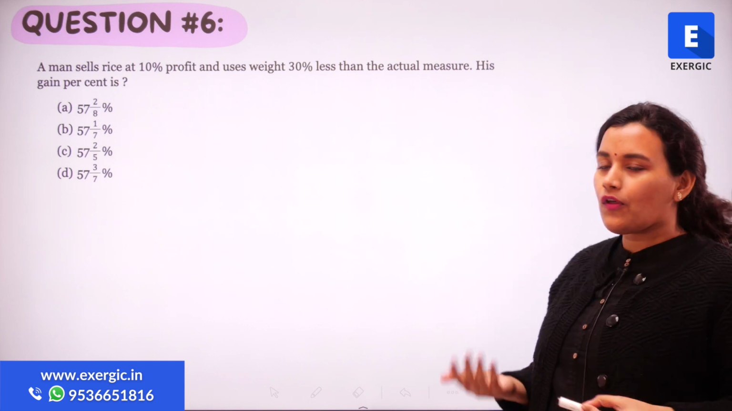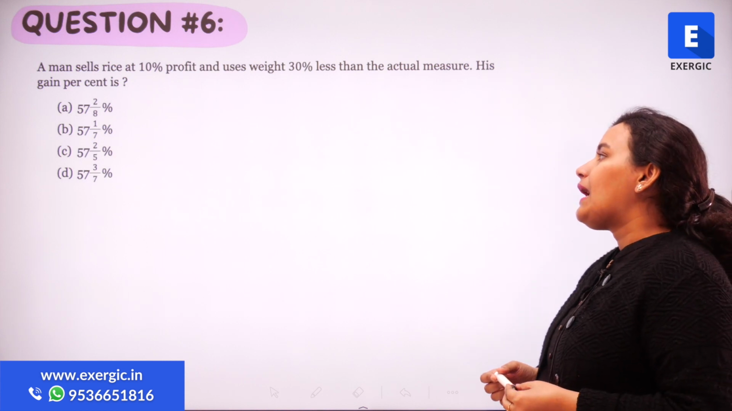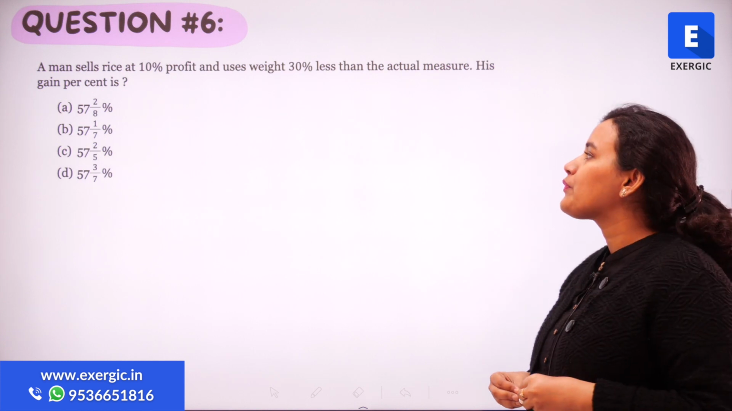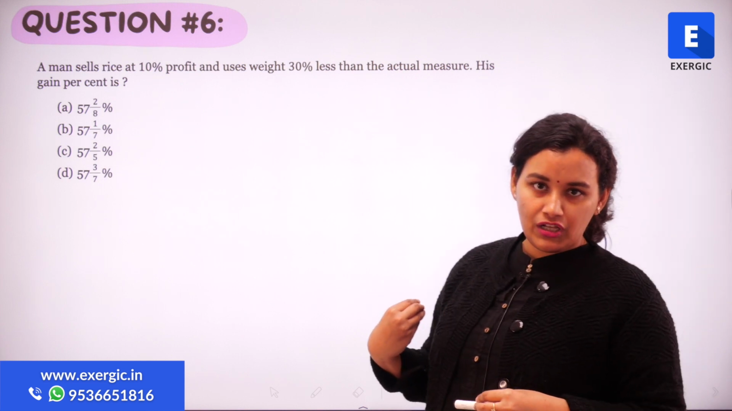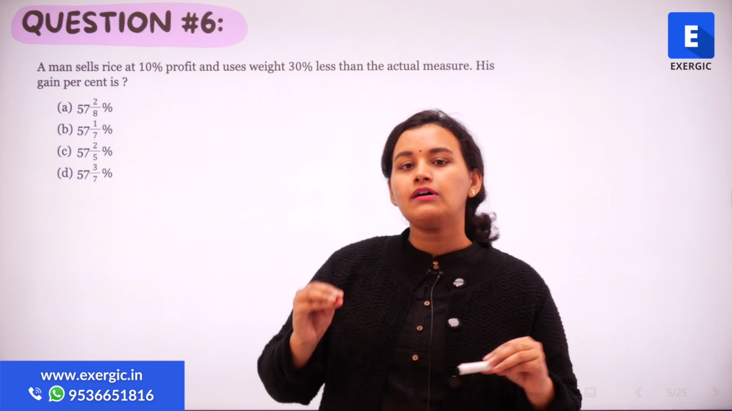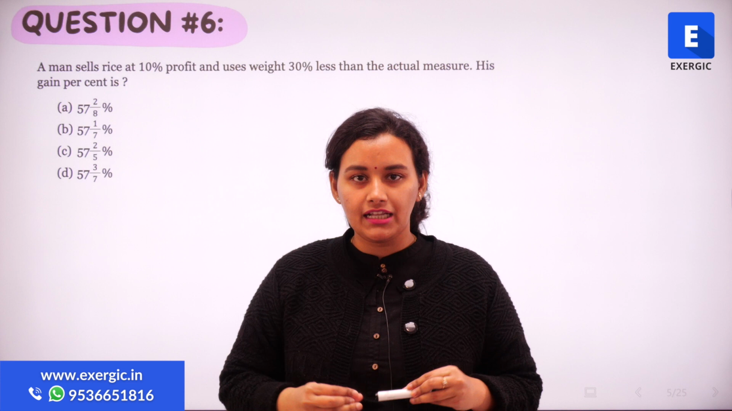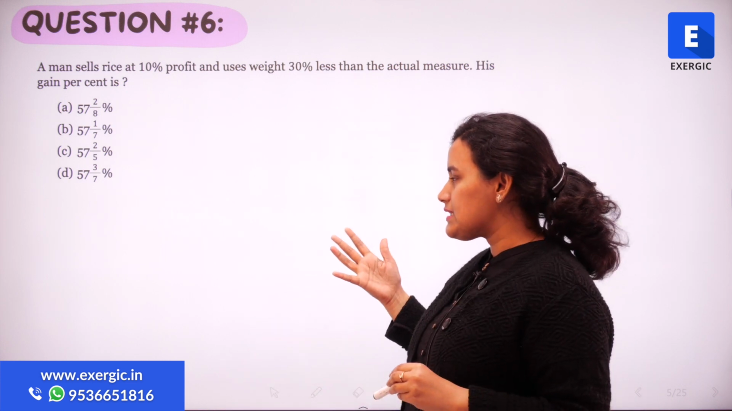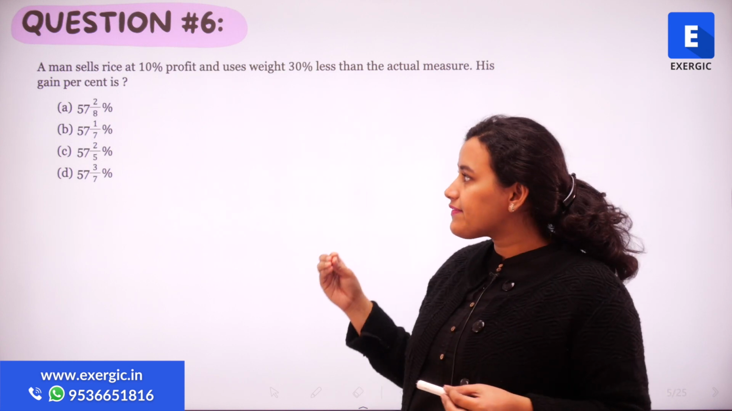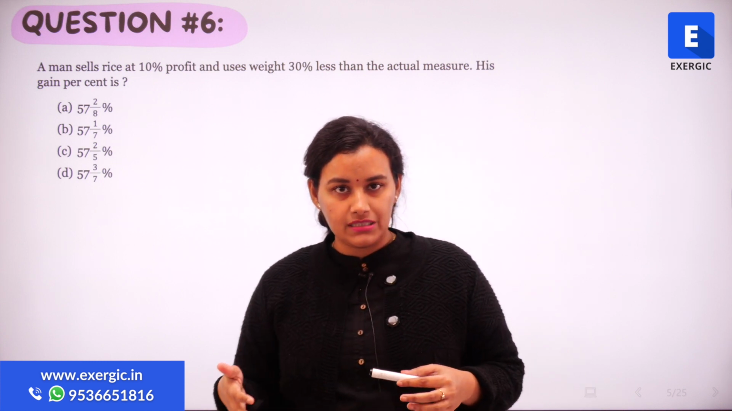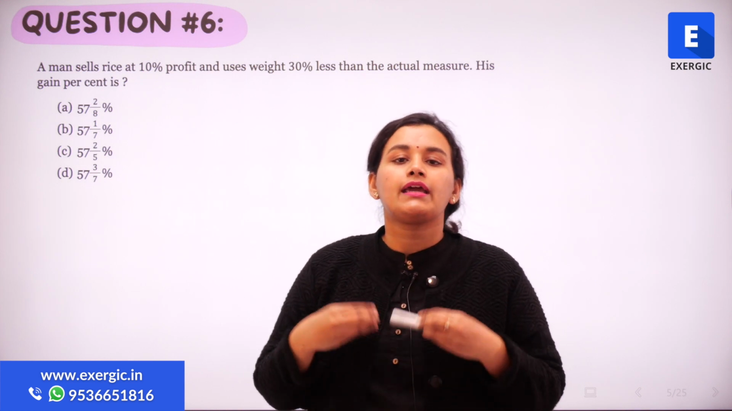So we need to understand what the question is trying to tell us. There is a man who sells rice at a profit of 10%, but he is using weight 30% less than the actual measure. So in questions like this, we need to assign a certain value to the cost price of the quantity that we are dealing with. Here the man is selling rice, so we need to assign a value to the cost price of this rice. Since we are going to find out the profit percentage, we can take that number to be 100, or we can also take it to be 1.